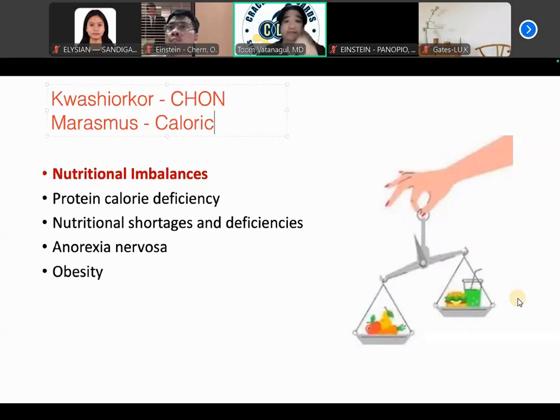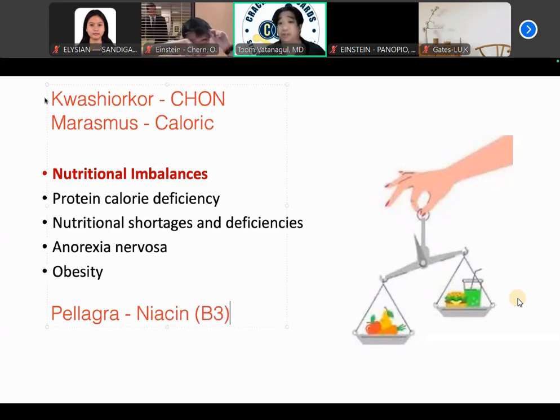So please take note of that. Now, question. What vitamin deficiency is associated with pellagra? Okay, so this is associated with niacin, or what we call B3 deficiency. And don't forget, this is also associated with the deficiency of the amino acid tryptophan.